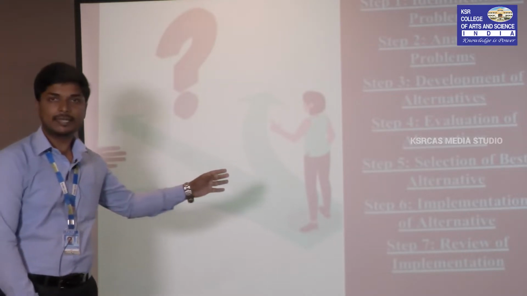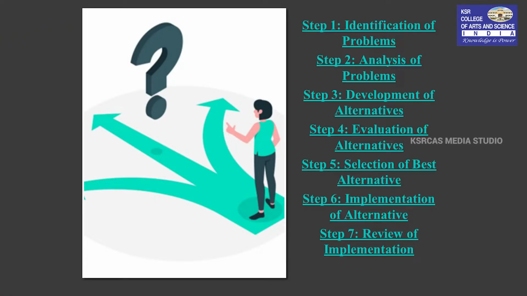So there are 7 steps or 7 processes of decision making. Step 1, identification of the problem. Step 2, analysis of the problem. Step 3, development of alternatives. Step 4, evaluation of alternatives. Step 5, selection of the best alternative. Step 6, implementation of the alternative. And then step 7, review of the implementation, or review of the decision taken.